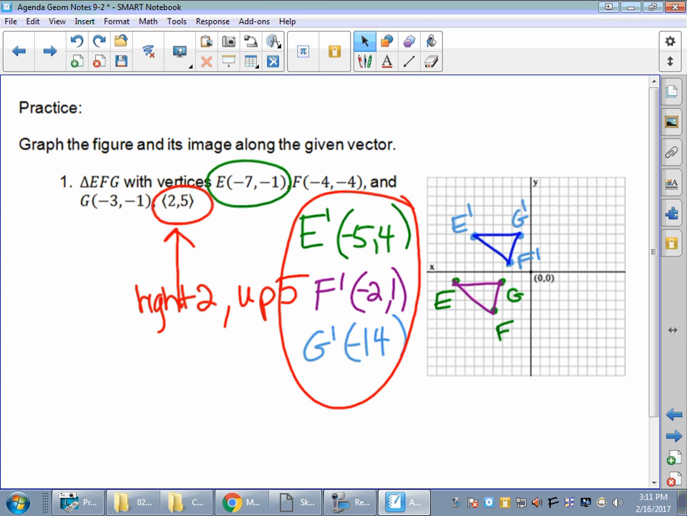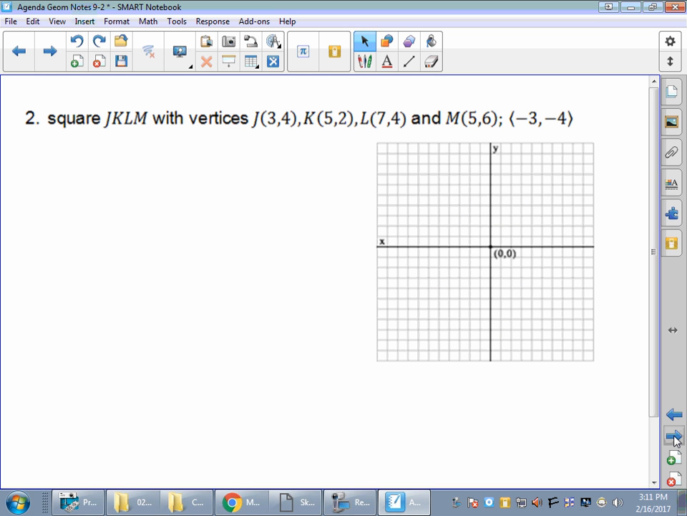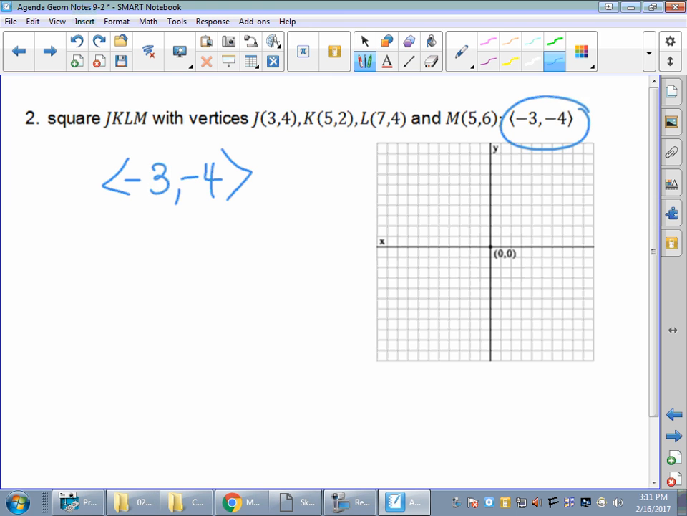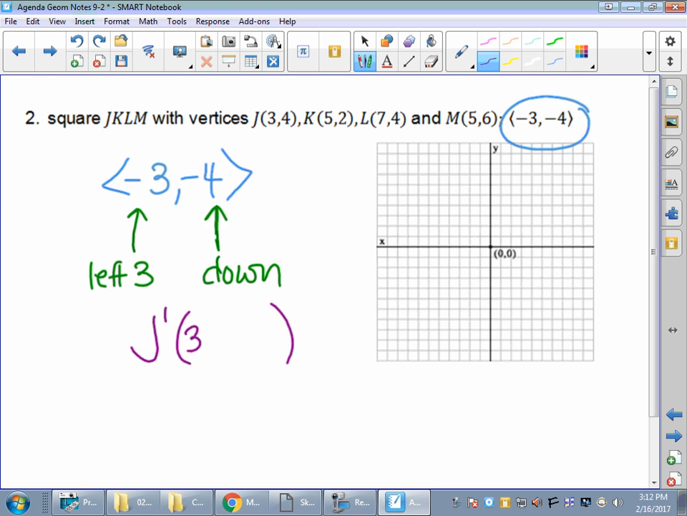What's everybody think of this? Do we need to do another one, or are you okay with these? This seems pretty simple, right? Just look at number 2. Number 2 is a square. It tells you the vertices. Notice that our vector that we're going to translate along is at -3, -4. Just watch those signs. So that means if you're going to sketch it, you're going to end up going left 3 and down 4. Or if you're going to find J prime, you're going to do your 3 minus 3 and your 4 minus 4. So J prime will end up being at the origin.